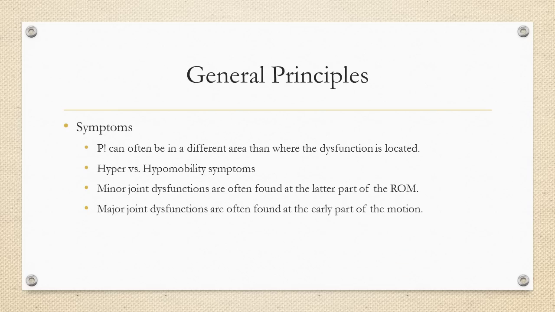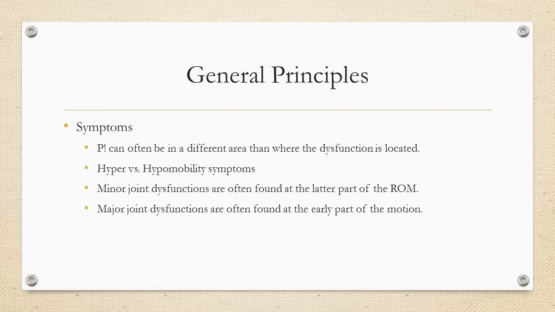When we're thinking about pain, symptoms of pain can often be in a different area than where the dysfunction may be located. So again, that takes us back to the pillars of treatment, but when we're thinking of low back pain or SI joint pain or maybe a piriformis syndrome, their pain may be in a particular area that is not where the dysfunction is. So our job as clinicians is to find out where that dysfunction is.